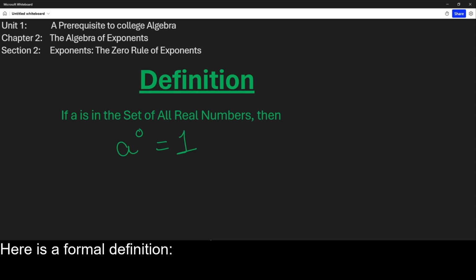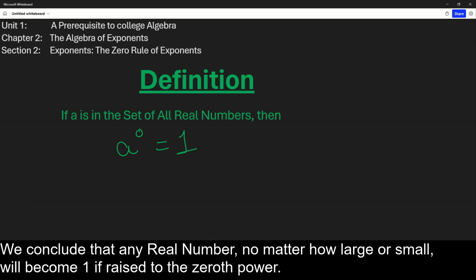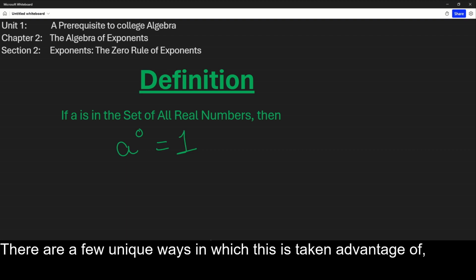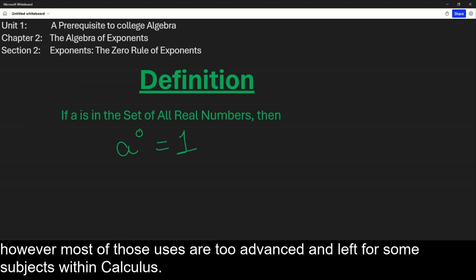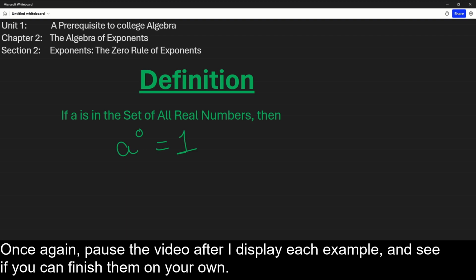Here is a formal definition. If A is in the set of all real numbers, then A to the 0th power equals 1. We conclude that any real number, no matter how large or small, will become 1 if raised to the 0th power. There are a few unique ways in which this is taken advantage of. However, most of those uses are too advanced and left for some subjects within calculus. Let's now take a look at a few examples. Once again, pause the video after I display each example and see if you can finish them on your own.